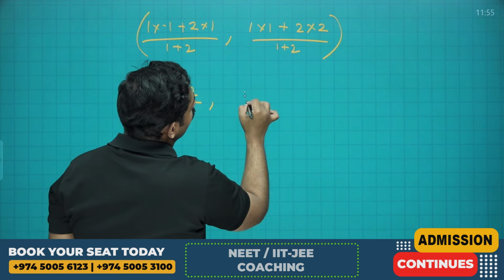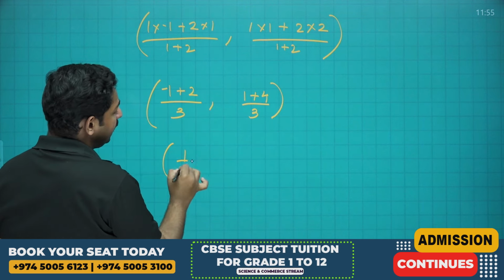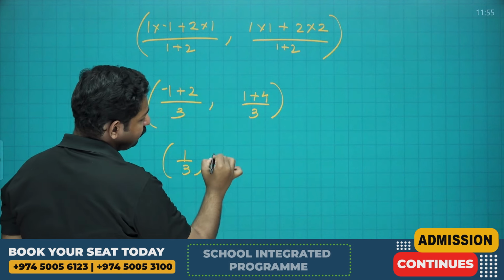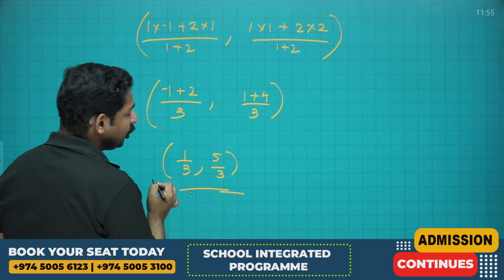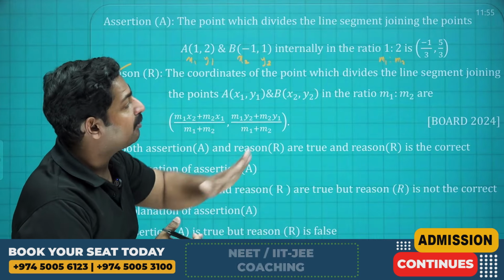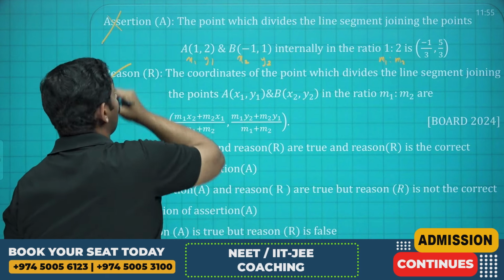comma, here it is 1 plus 4 by 3. So you will be getting 1 by 3, comma, minus 1 plus 2 is 1, so 1 by 3, comma, and the next one is 5 by 3. So this is the coordinate. 1 by 3, comma, 5 by 3 is the coordinate, but it is given minus 1 by 3, comma, 5 by 3, which means the assertion is wrong.